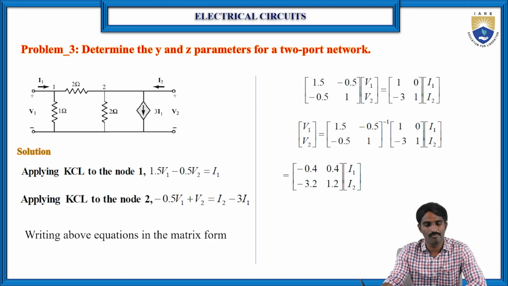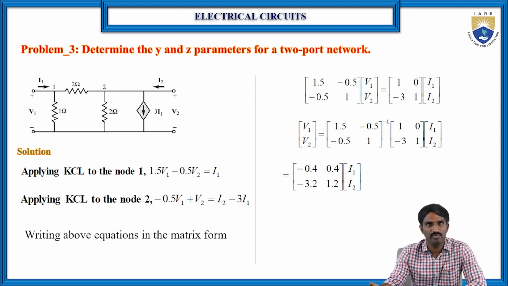Now another problem. Determine y and z parameters for the given two-port network. First let us find either the y parameters or the z parameters. From that we know the relation between the y and z parameters, then we can find the other parameters. So first let us find the z parameters.